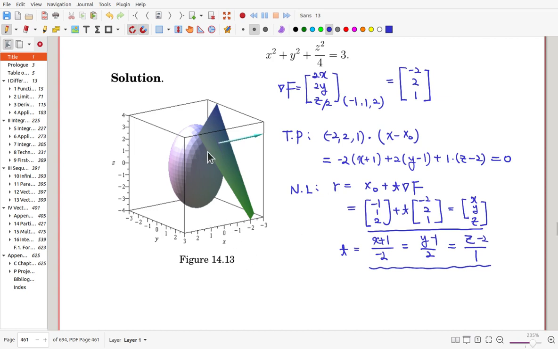This is a figure at the point. This is the tangent plane. That is the normal line. By using Maple, I made this figure.